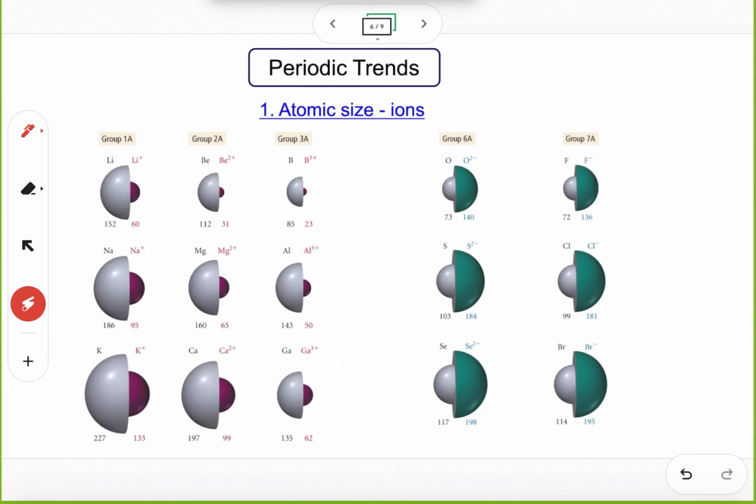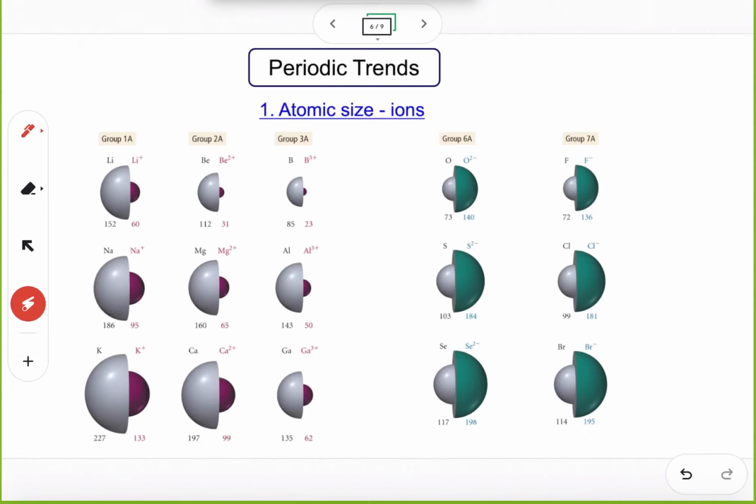But what is the reason? The reason is exactly the same as the atomic size trend for neutral atoms. As far as we can remember, for those elements in the same group, when you go from top to bottom, atomic size increases, right? Same thing here: when you go from top to bottom in the same group, ionic size also increases. Again, it's because of the electron increase. You get more and more electrons when you go from top to bottom.